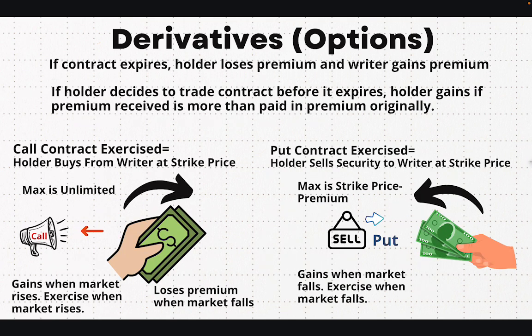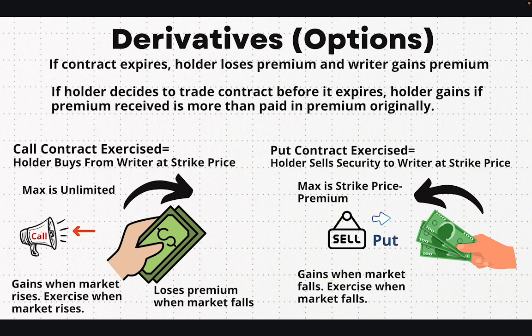Okay. So if the holder decides to trade the contract before it expires, the holder gains if the premium received is more than they paid in premium originally. So if they trade it, then they can get a premium for that. And as long as the premium they get is larger than the premium they paid, they can also be in the money.